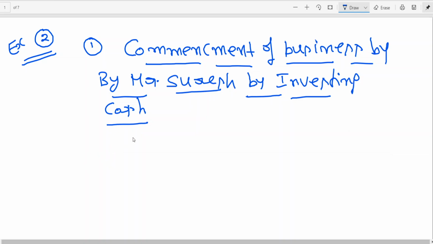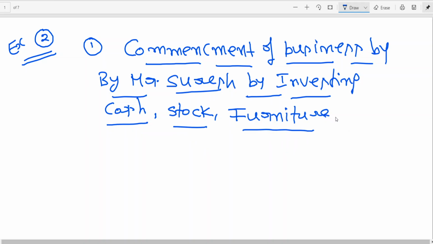Commencement means starting. Started business by Mr. Suresh. Who is Suresh? Suresh is the name of the proprietor. By investing cash. And also let me add one more thing: investing cash, stock, furniture. You can see: commencement of business by Mr. Suresh by investing cash, stock, furniture.